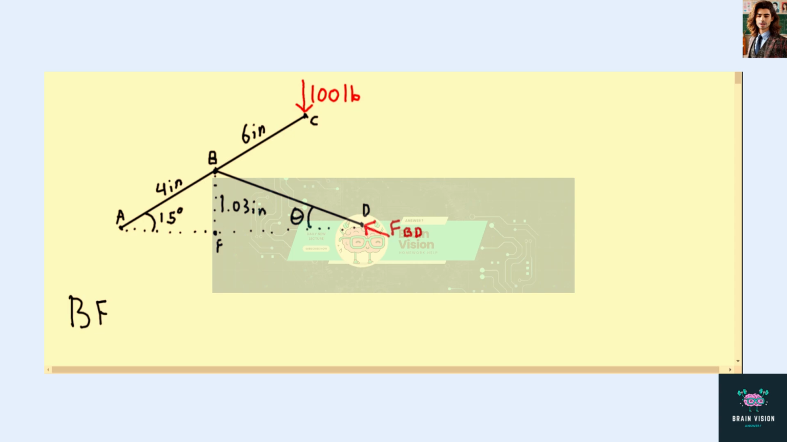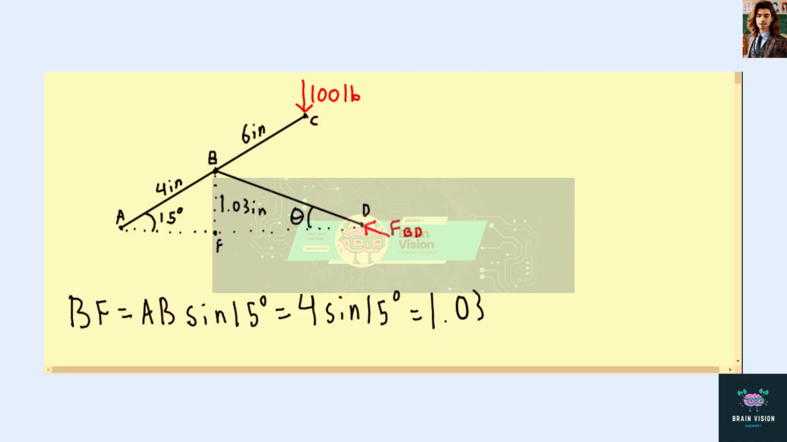To start with, I'm going to first find the length from B to F. So BF is going to be equal to AB times the sine of 15 degrees. The problem gives us AB, so that's going to be 4 times the sine of 15 degrees, and that's equal to 1.03 inches.